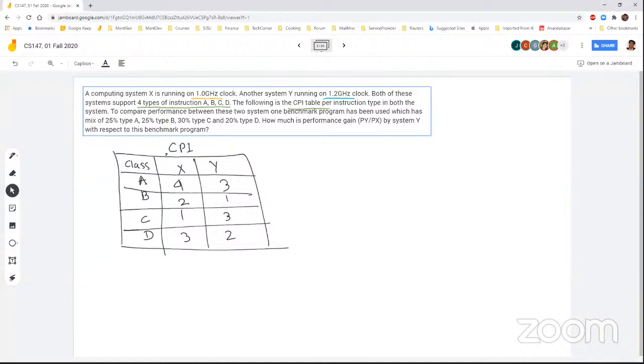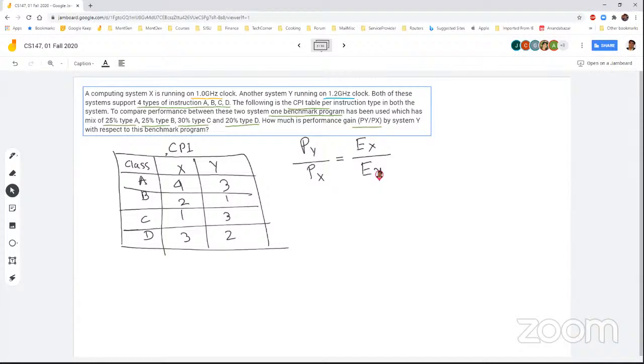Now compare the performance between these two systems, given one benchmark program which is a mix of 25% of type A, 25% of type B, 30% of type C, and 20% of type D. So how much performance gain does Y have versus X? We all know PY to PX is nothing but the execution time of system X divided by the execution time of system Y.